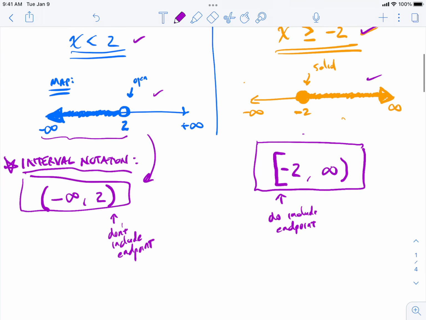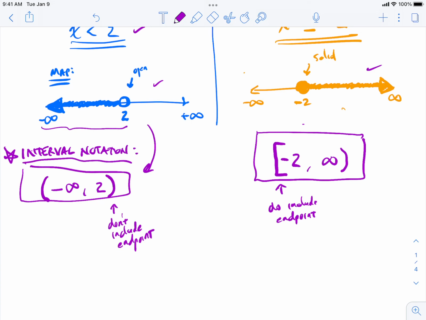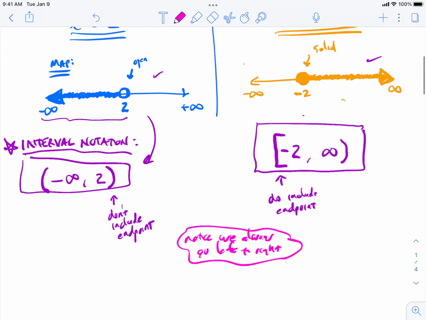But one point to make about interval notation: notice we always go left to right when we're writing these intervals. In other words, reading like you're reading the number line, like you're reading a book, from negative infinity to 2. You would never, ever write it the other way. That's backwards. That's bad for you. That's wrong is what it is.